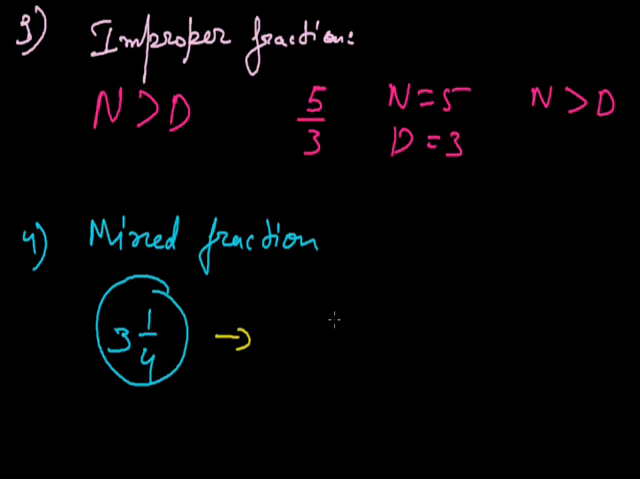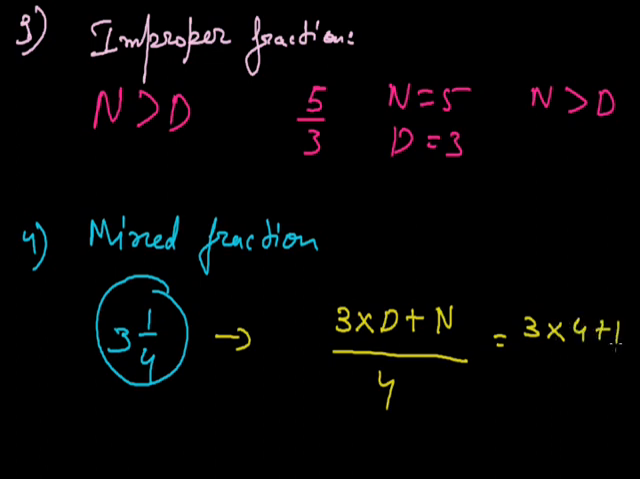For this, we have to multiply the whole number with the denominator and add the numerator, that is 1. Here the whole number is 3, the denominator is 4 and the numerator is 1, therefore this number will be written as 3 into the denominator, that means 4, plus the numerator, that means 1, whole upon 4. Now 4 3s are 12 and 12 plus 1 is 13 by 4. So I have converted this mixed fraction into an improper fraction.